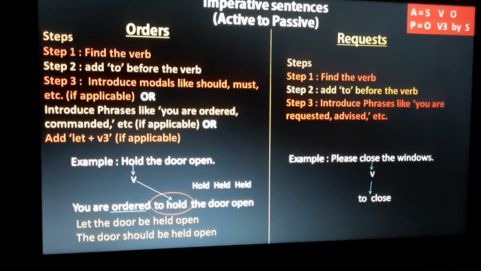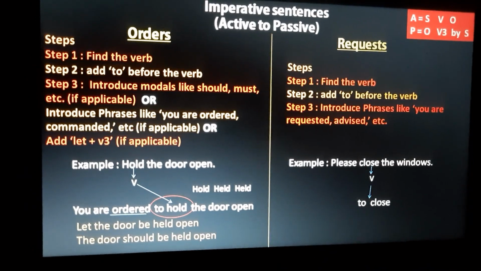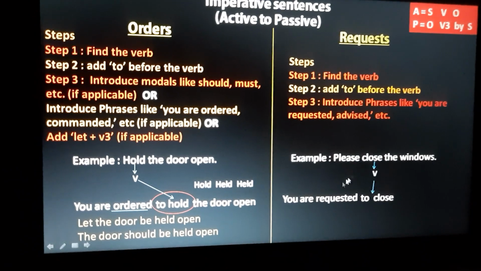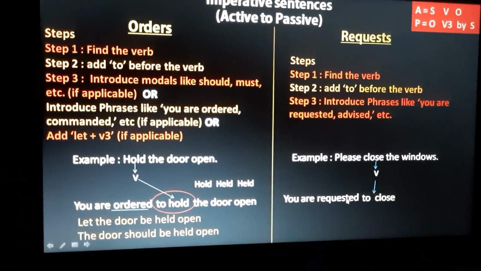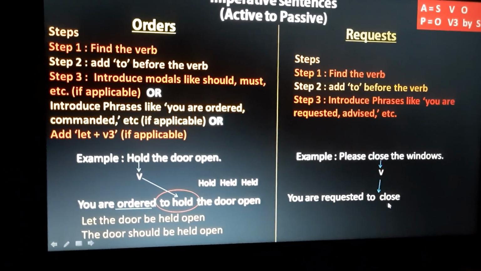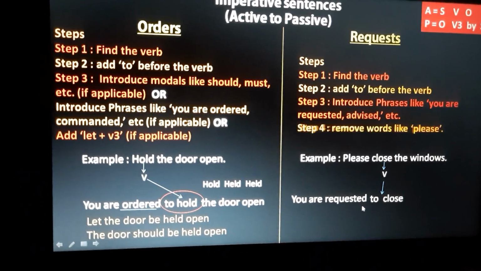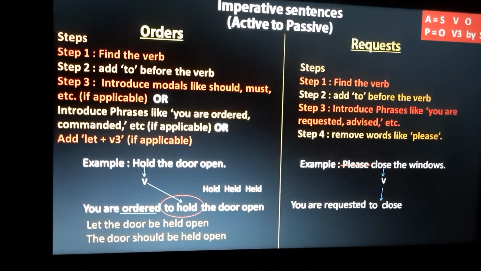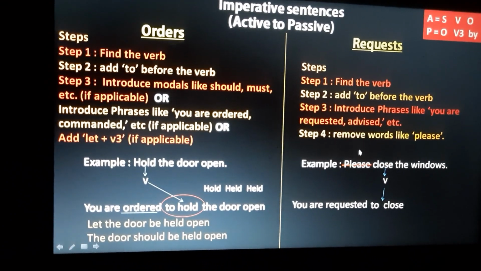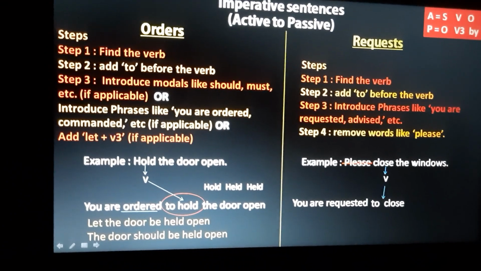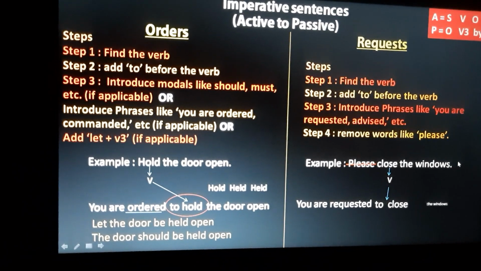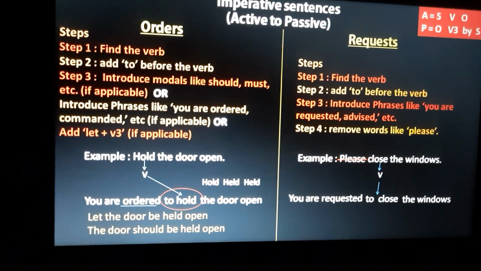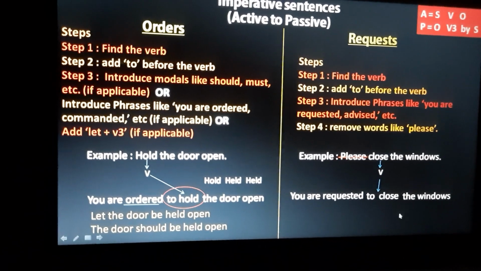The third step is to introduce phrases like you are requested, advised, etc. So let us introduce the phrase you are requested in the beginning of the sentence. Step 4 is to remove words like please. So let us remove the words like please. The remainder of the sentence we will write as is already written. Now the sentence is in passive voice, but pay attention here too.